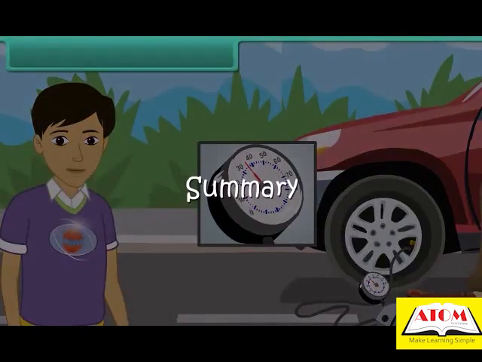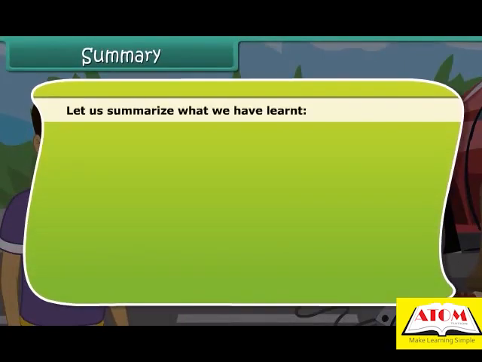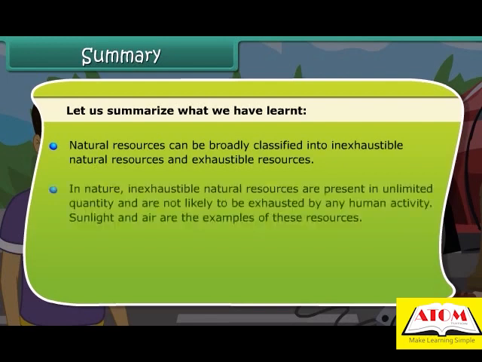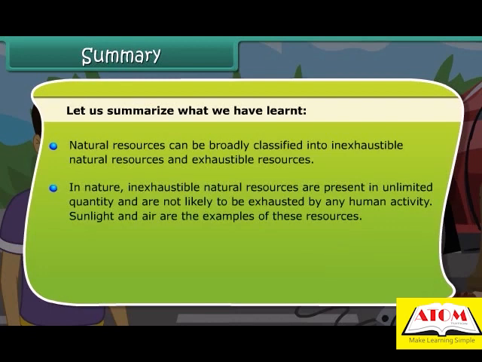Summary. Friends, let's summarize what we have learned so far. Natural resources can be broadly classified into inexhaustible and exhaustible resources. In nature, inexhaustible natural resources are present in unlimited quantity and are not likely to be exhausted by any human activity. Sunlight and air are examples of such resources.